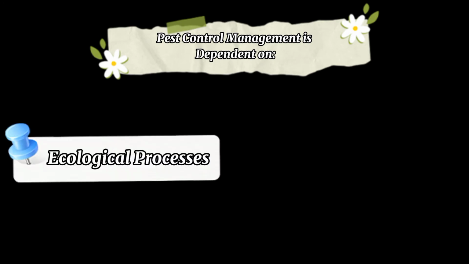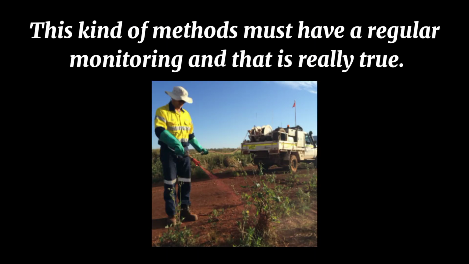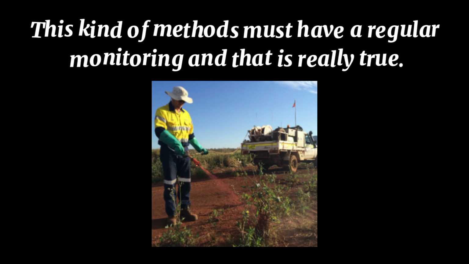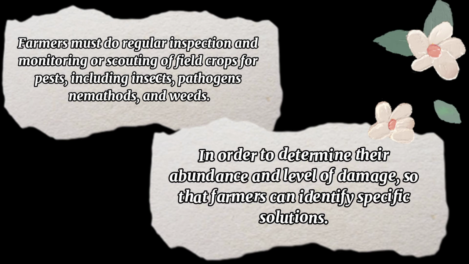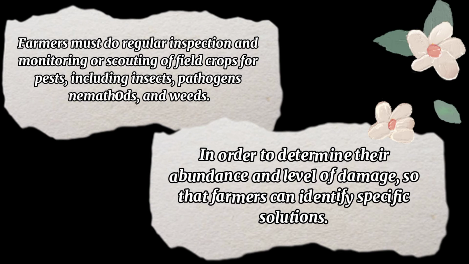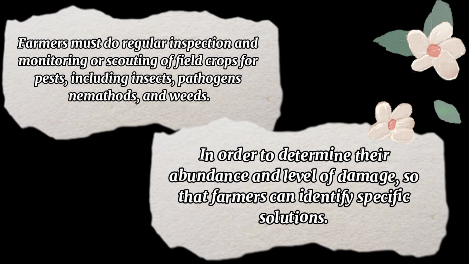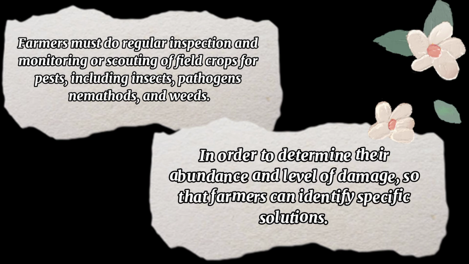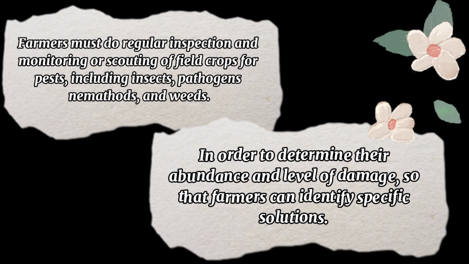Pest management largely depends on ecological processes and biodiversity in the agro-ecosystem. This kind of method must have regular monitoring, and that is really true. Farmers must do regular inspection and monitoring or scouting of the field for crops and pests, including insects, pathogens, nematodes, and weeds, in order to determine their abundance and level of damage, so that farmers are able to identify specific solutions.